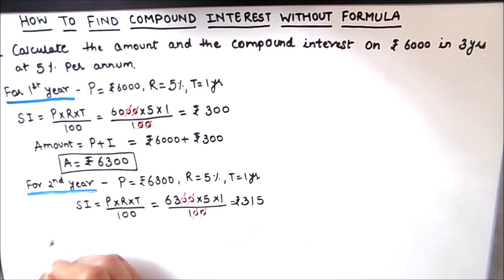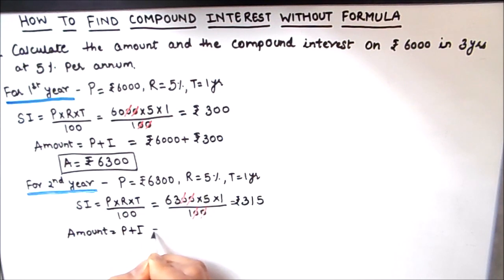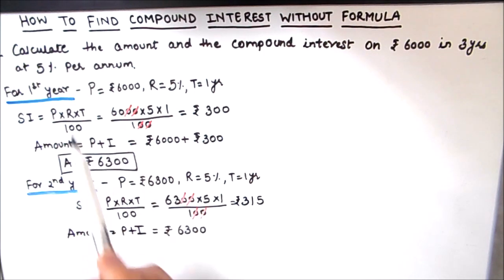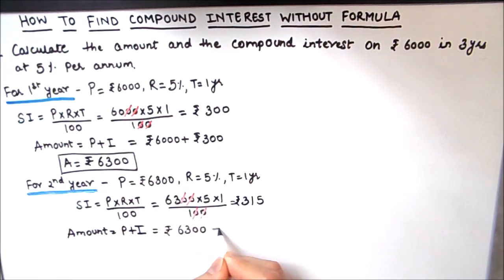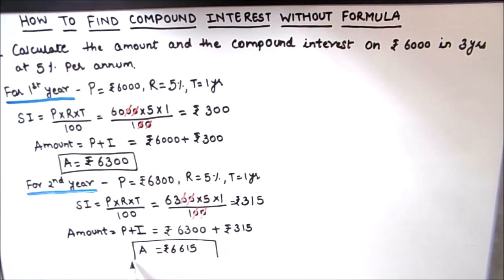Now we'll find the amount which is going to act as the principal for the third year. So amount will be principal plus interest, which is equal to principal amount rupees 6,300. Now this principal amount has also changed. It was 6,000 for the first year. Now it is 6,300 for the second year. And plus we are going to add interest, which is rupees 315. So the amount will be equal to 6,615 rupees. Now this amount is going to act as the principal for finding interest for the third year.